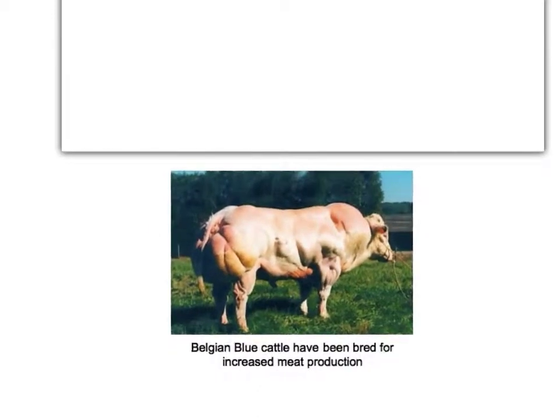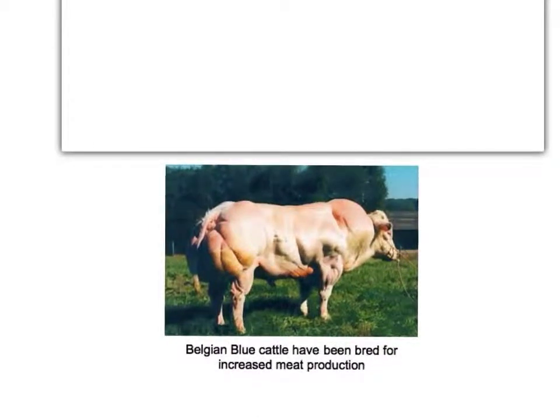shapes. So here's a Belgian Blue cattle. Belgian Blue cattle have a huge amount of musculature, very unnatural. But obviously this cattle converts his grass here into very large amounts of meat, which can be sold at market.